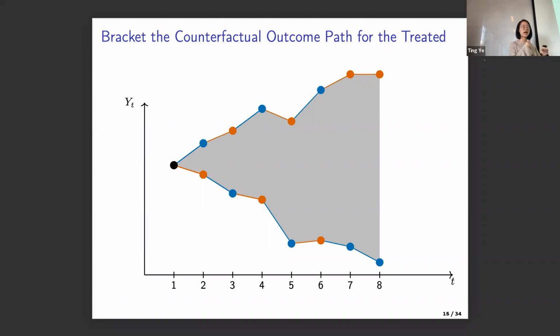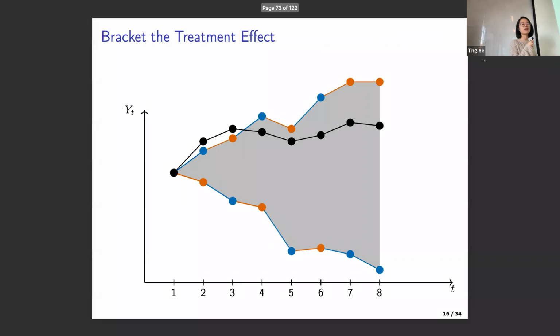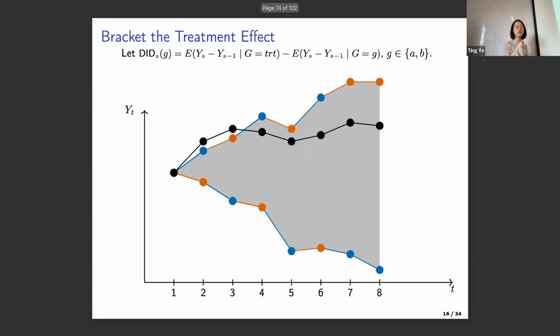In this case, we have this gray area to denote the identified set for the counterfactual outcome for the treated group. We just compare it to the observed outcome path for the treated group, and this gives us the partially identified region for the treatment effect. Specifically, we can calculate DID for every 2 adjacent time points for the 2 control groups. Then for time point 2, we just take the maximum as the upper bound and the minimum as the lower bound for the treatment effect.